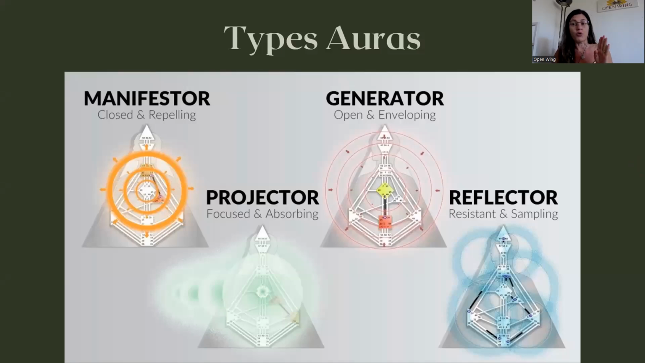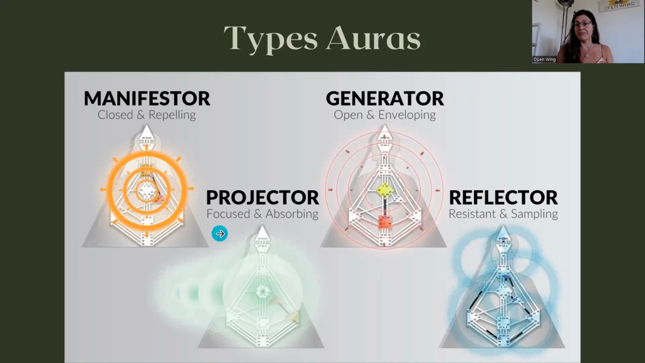There are 4 different auras and 4 different types in human design. So 70% of the population is a generator. There are 2 types of generators: generators and manifesting generators, but we're going to go deeper into this later. The most interesting thing about the generator aura is that it is open and enveloping. And because 70% of the population is generators, you can see how we are all being affected the most by the generators and also conditioned the most by the generator and their ways.